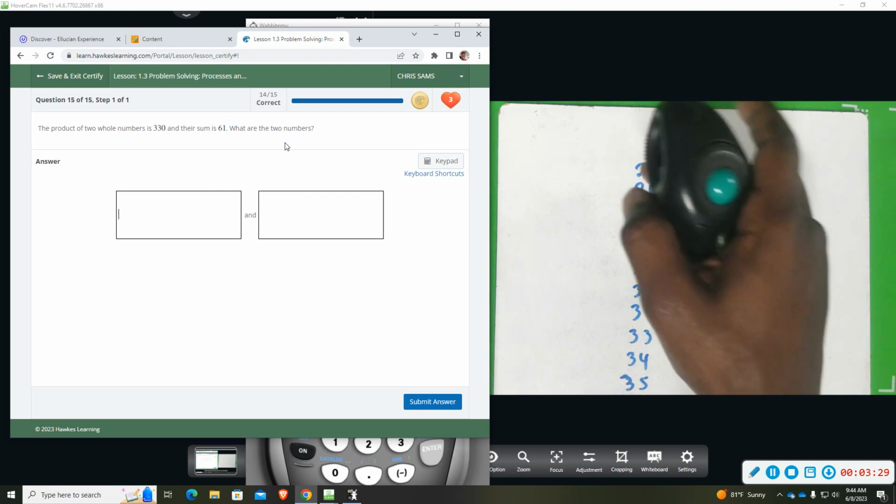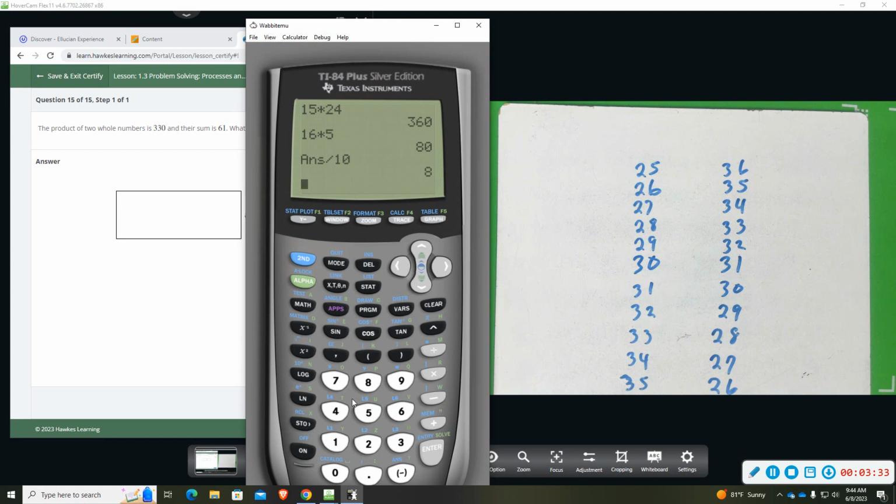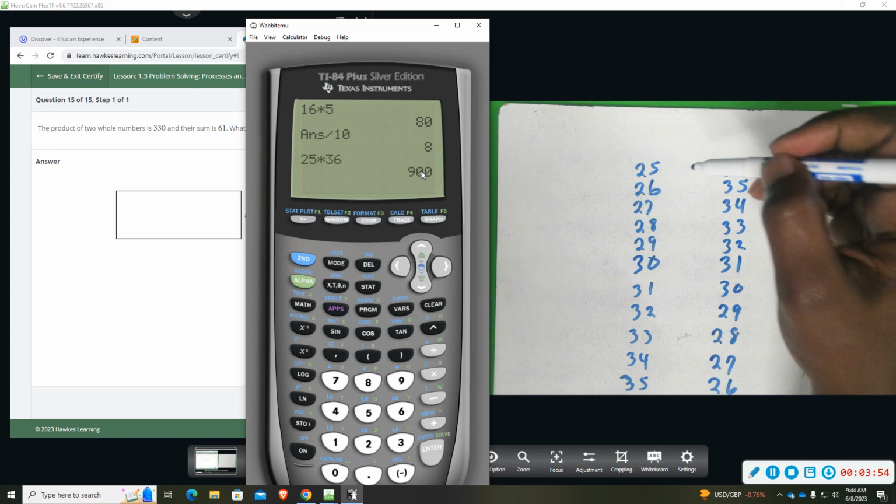Okay, so let's just try a couple of these. I'm going to try 25 and 36 and just see what that number looks like. I might have to go smaller. So 25 times 36 is 900, pretty big. So let's make a few smaller numbers.